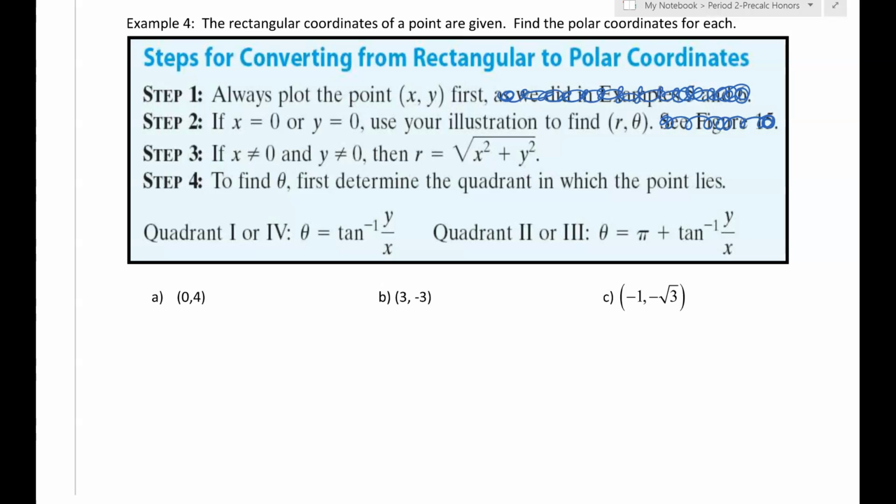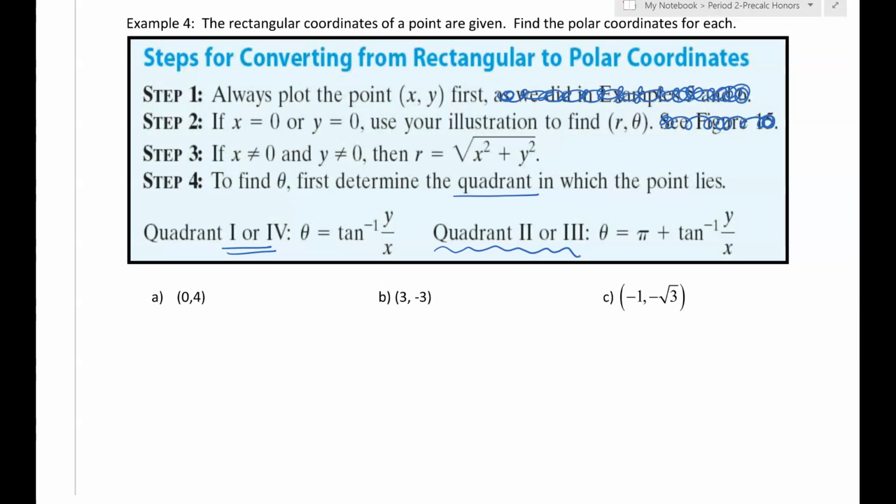Step number 4, to find theta, first determine the quadrant, just like earlier, for example 3, right? Different quadrants, you have to either add a pi, half a circle, or not. So theta is always tangent inverse of y divided by x, and we don't do anything if we are in quads 1 and 4 because tangent inverse is restricted in 1 and 4 naturally. If you're in quad 3 or 2, then you have to add half a circle, which is pi.